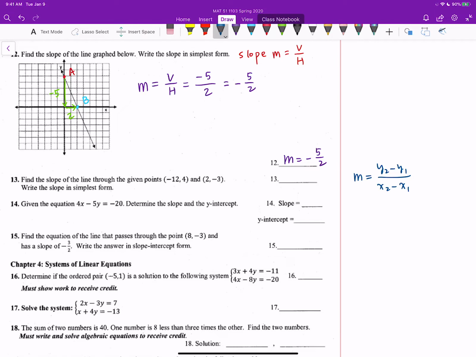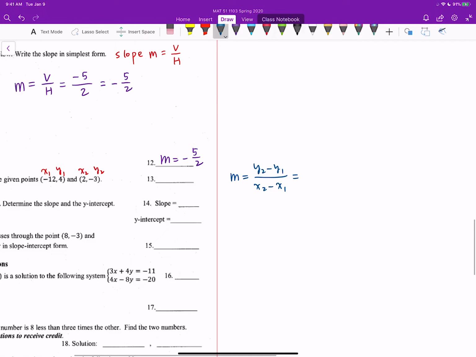Simply plug it in. Before you plug it in, make sure you label your points. x1, y1, x2, y2. And now let's plug it in. Before you plug it in, I'm going to use the same technique that we used before, using grouping symbols to replace the variables. The benefit of doing this is to avoid careless mistakes. Now let's plug it in.